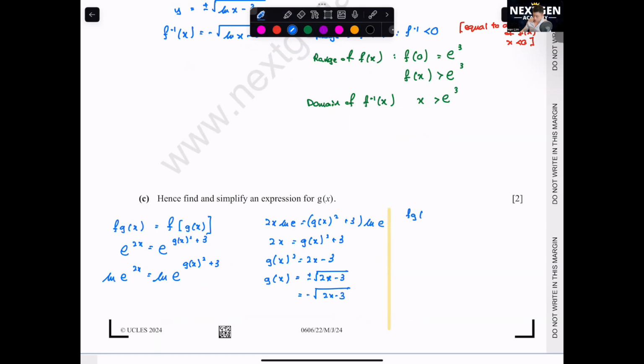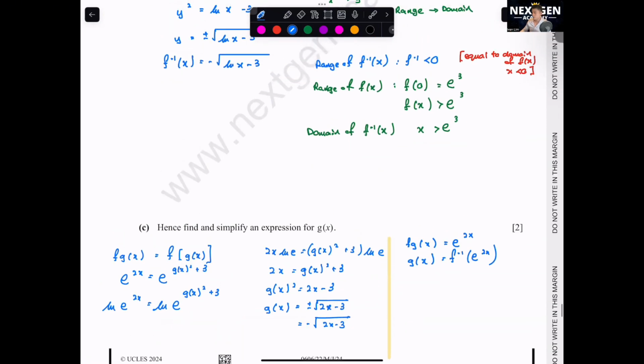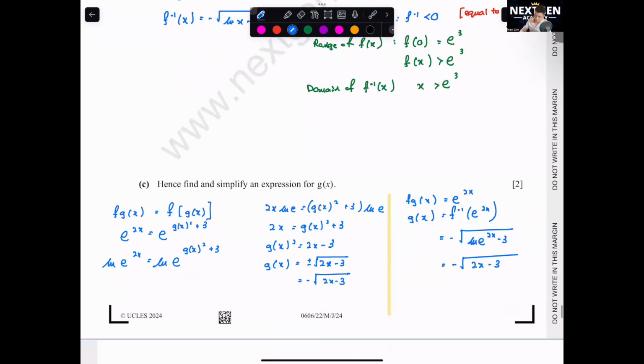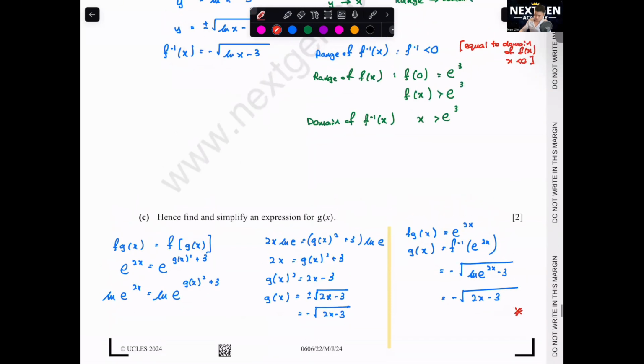So fgx is equal to e to the power of 2x. Gx is your f inverse of e to the power of 2x. Just now you already found your f inverse x, which is negative ln of 2x minus 3, which is equal to square root 2x minus 3. For me, I will do this method. This one is better. You're just substituting back into here.